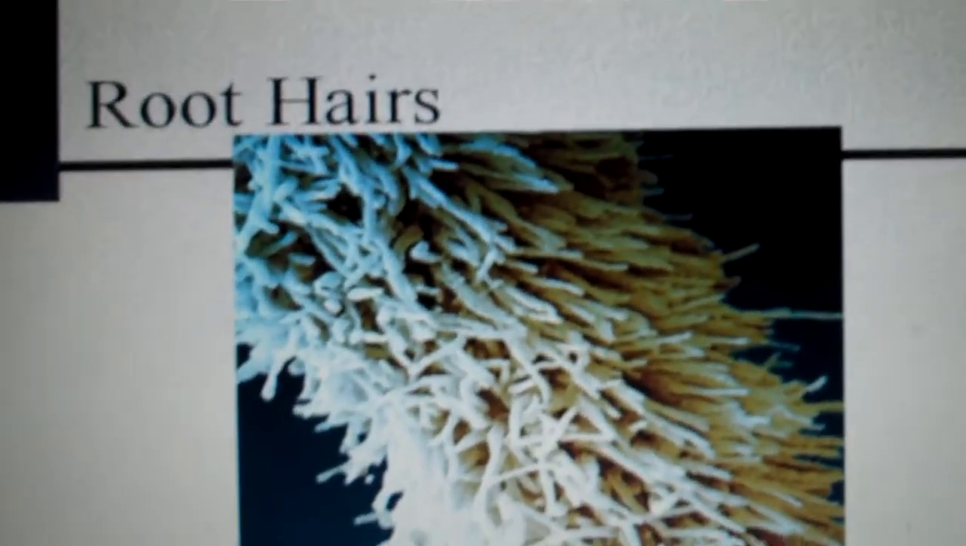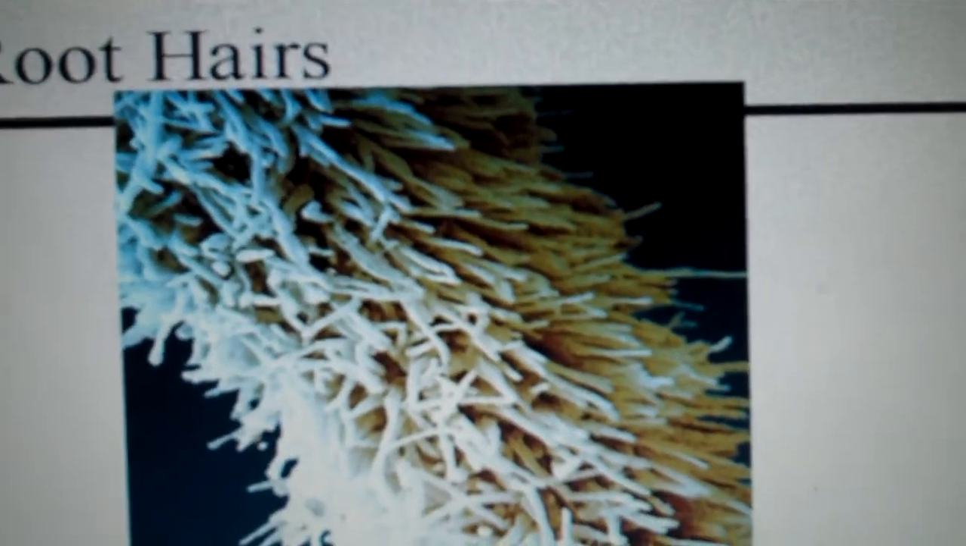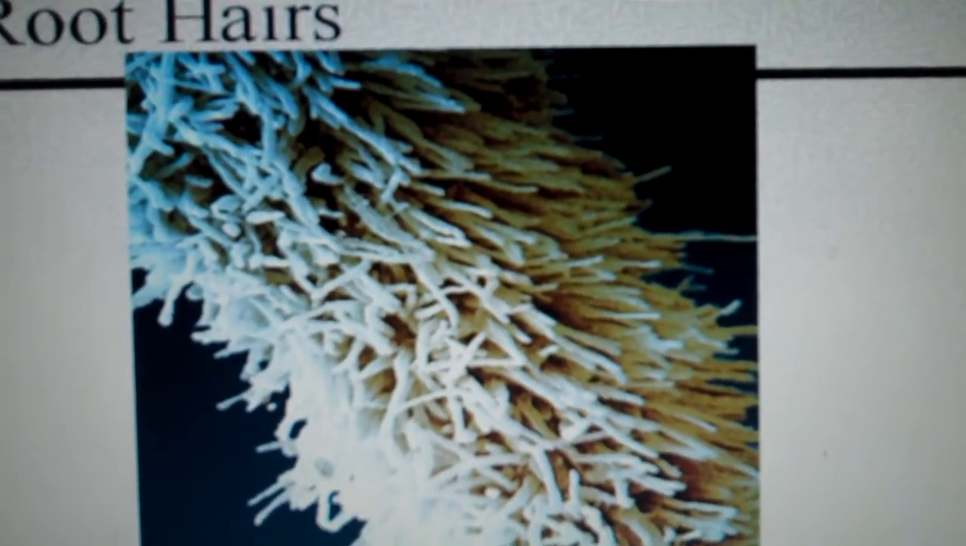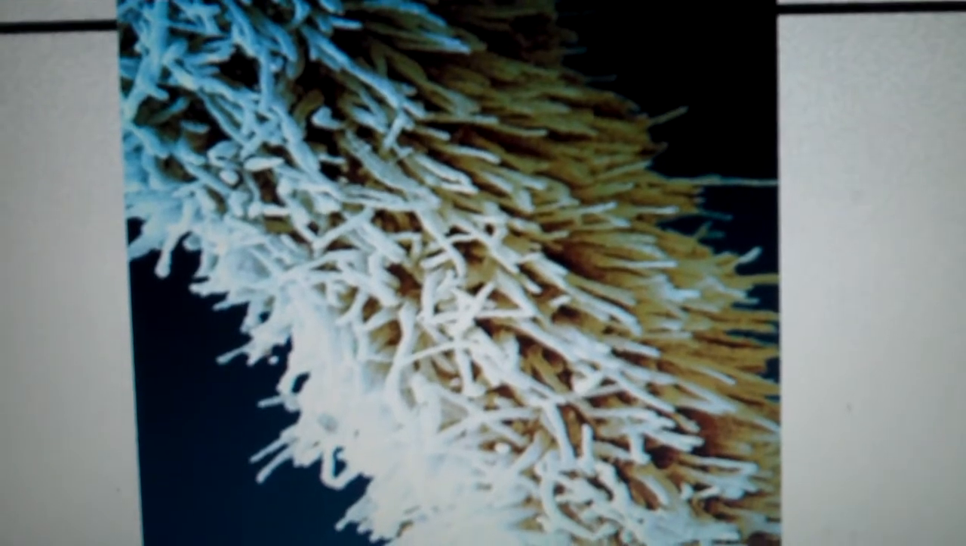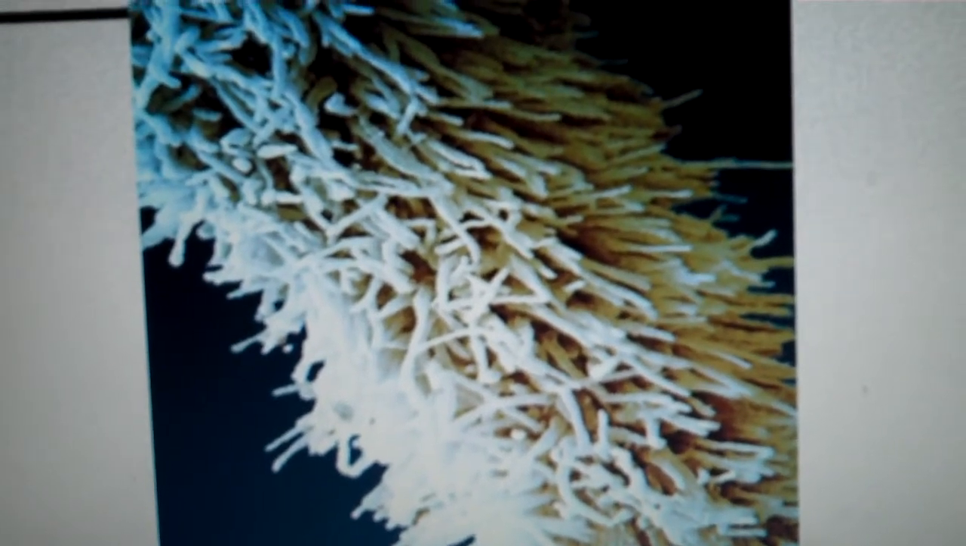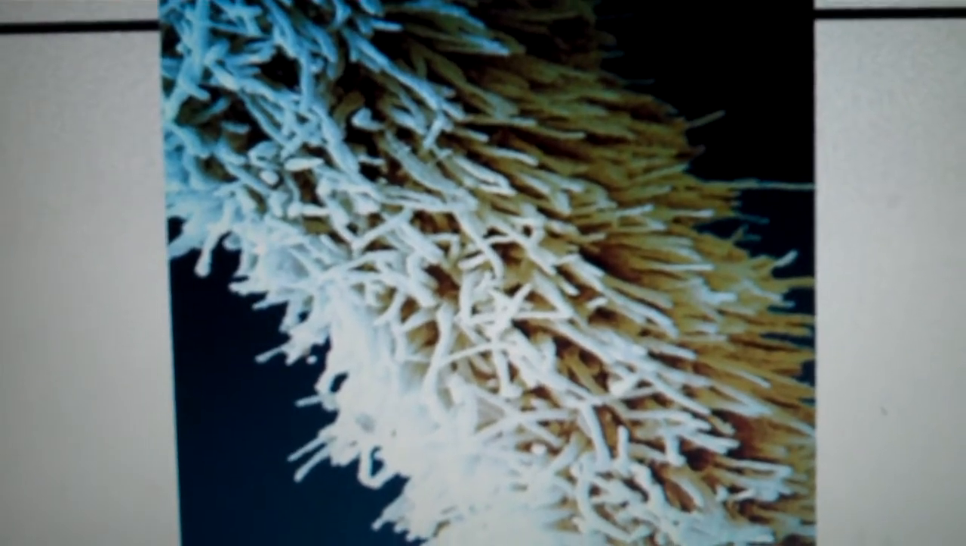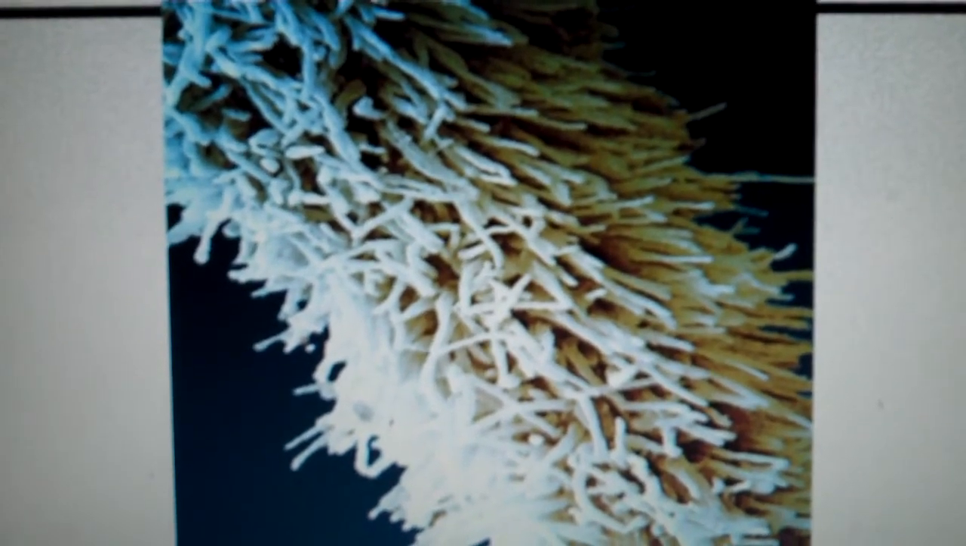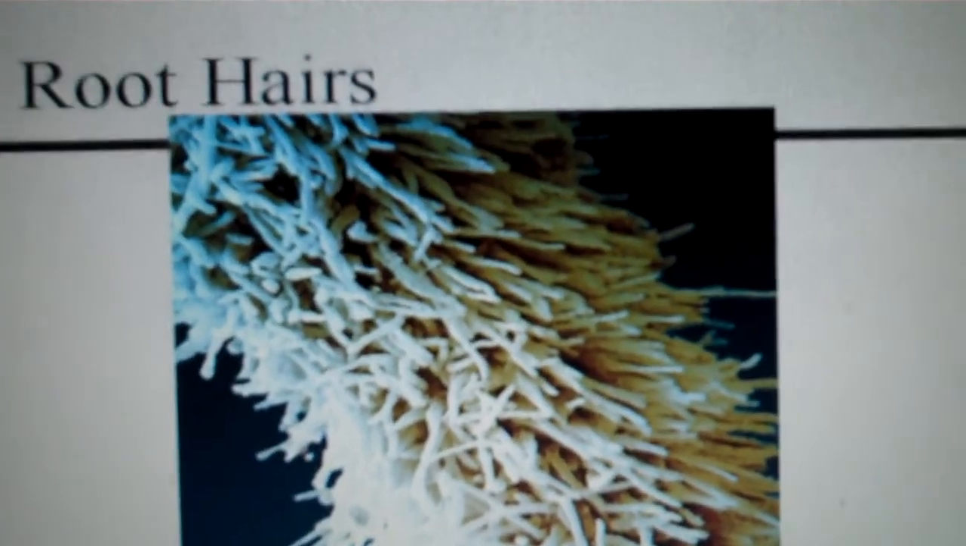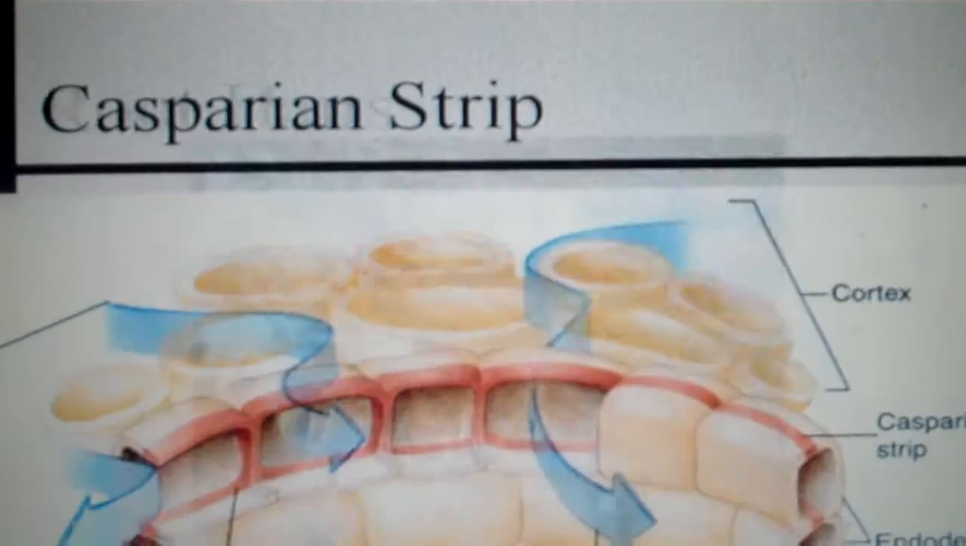Then there's also root hairs. Root hairs, as we've mentioned before, are the extensions of epidermal cells. And these root hairs are going to help increase the surface area of the root to help increase the amount of water that is absorbed.